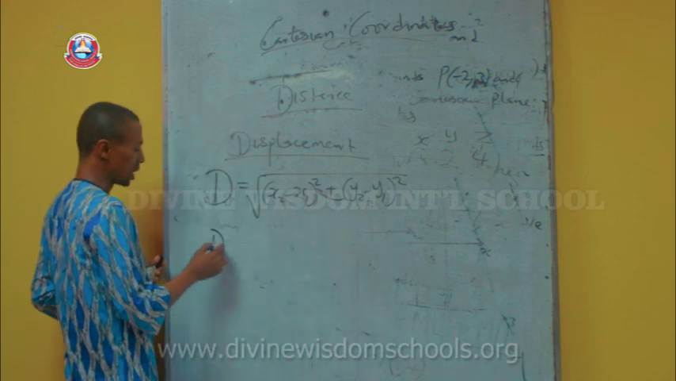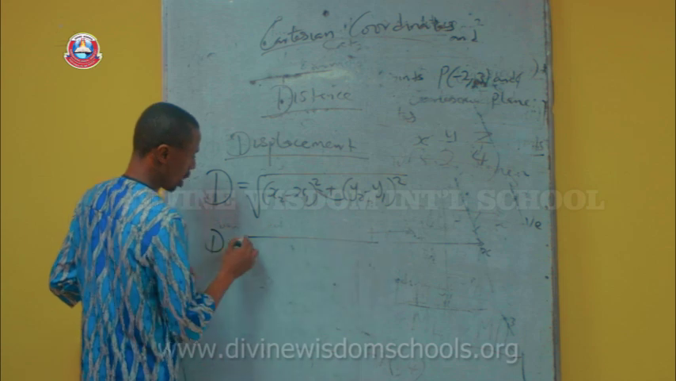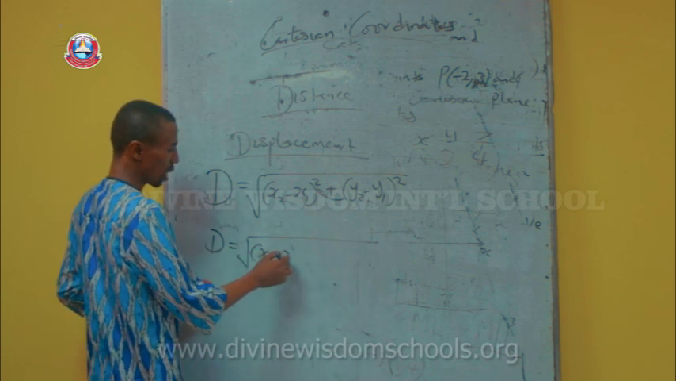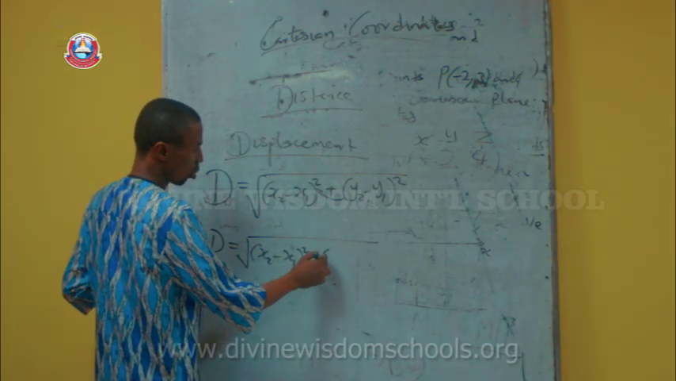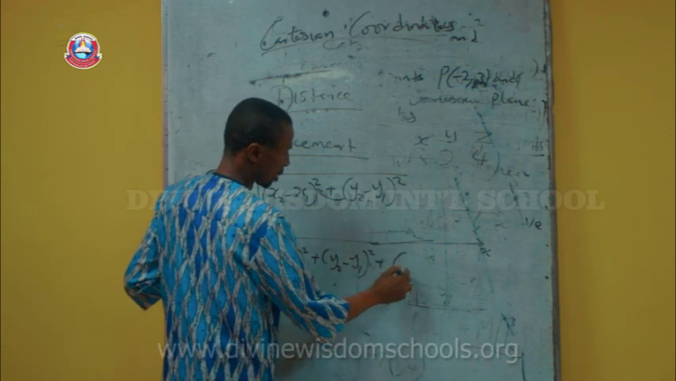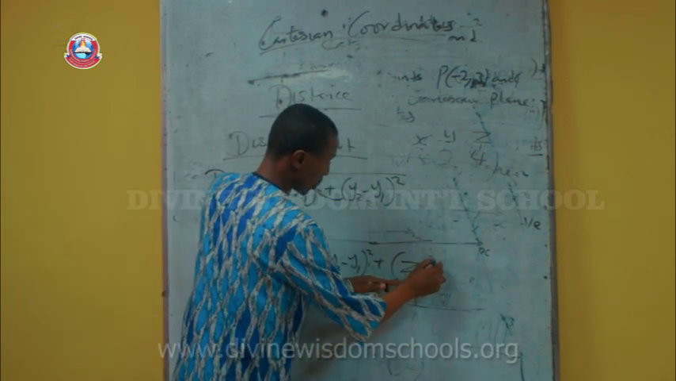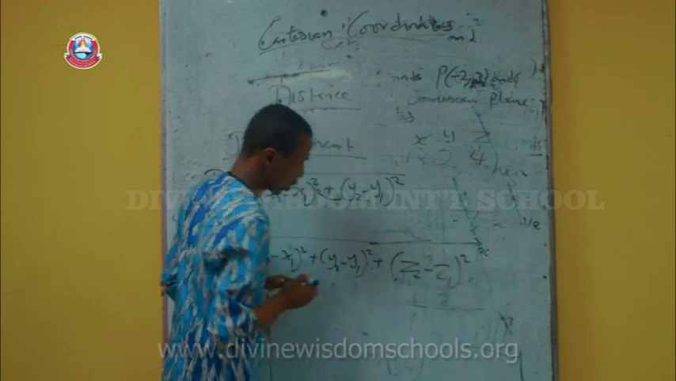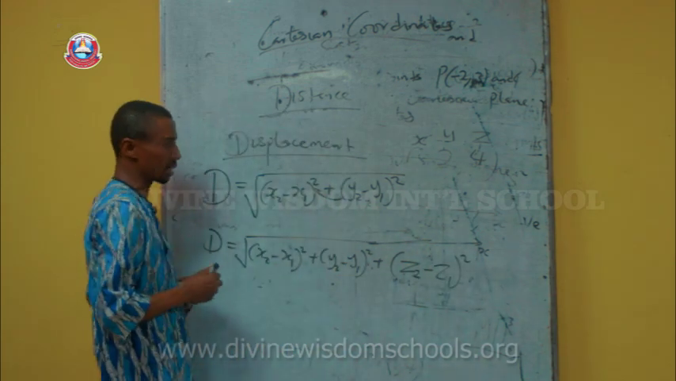We have d equals the square root of (x2 minus x1) all squared plus (y2 minus y1) all squared, then we also have plus (z2 minus z1) all squared. So this is for three coordinate system.